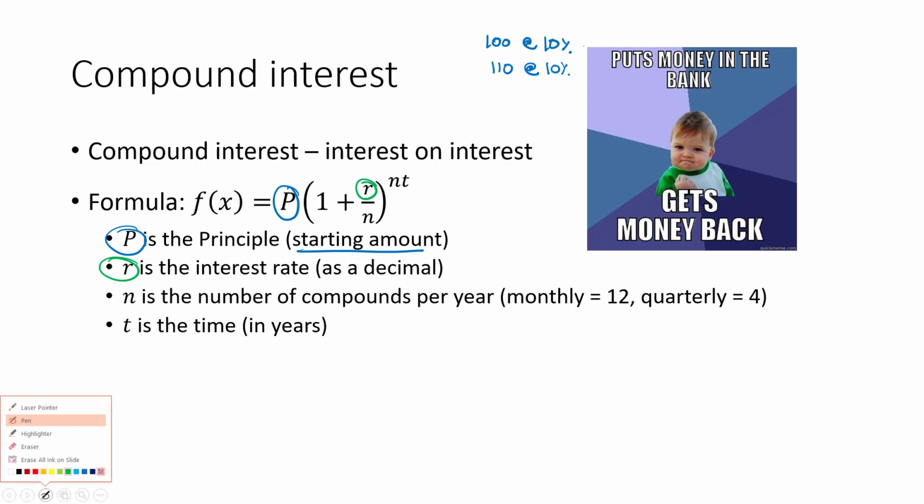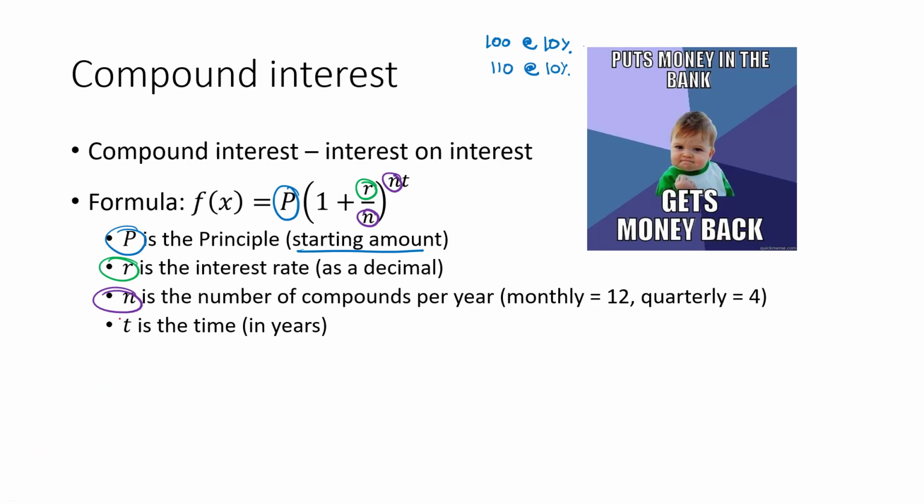N, and you'll notice that the N appears in two places, once in the denominator and once in the exponent. N is the number of compounds per year. So if you have something that's compounded monthly, that means they pay interest every month, but they divide it up over the 12 months. So N would be 12. Sometimes they pay quarterly, so they would divide it by 4.